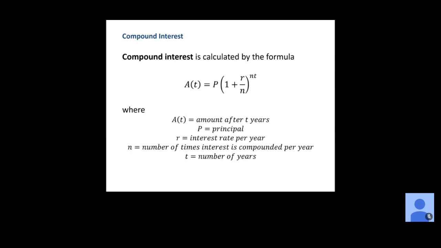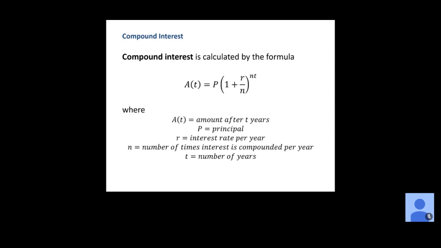All right, so compound interest, right? So this is one of our most common uses of our exponential growth in terms of real world scenarios. So we have A of t equals P times (1 plus r over n) to the nt power. So notice here the n times t is in the exponent.